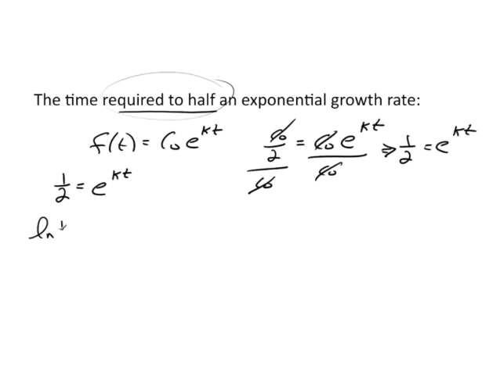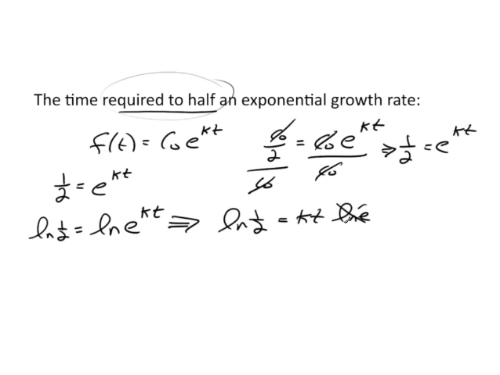So I'm going to take the log of 1/2 equals the log of e to the kt. That then implies that log of 1/2 equals kt times log e, but of course log e is 1. So that would imply that t is equal to log of 1/2 divided by k. Now remember, k is a negative number. Log of 1/2 is also a negative number.